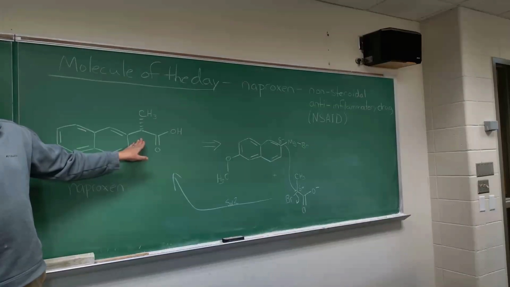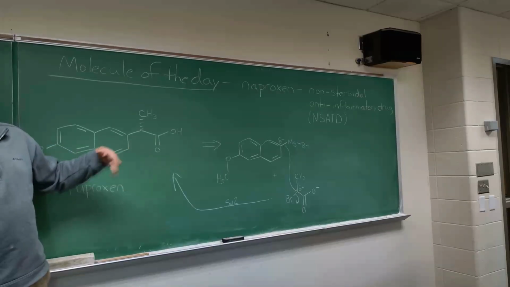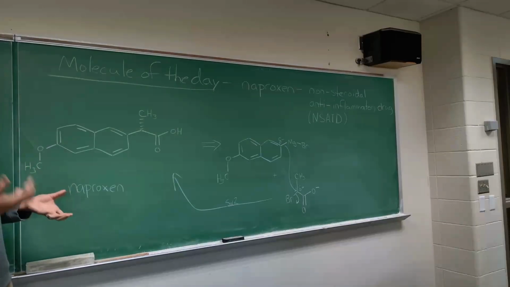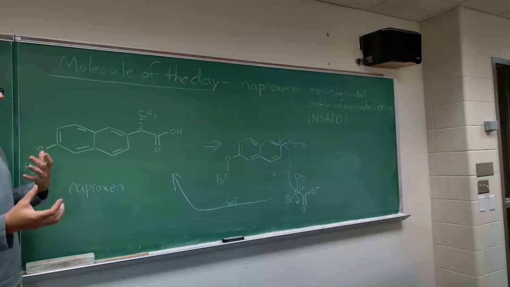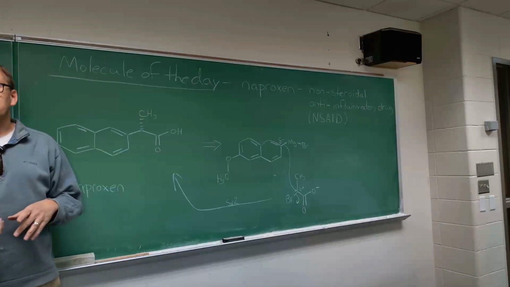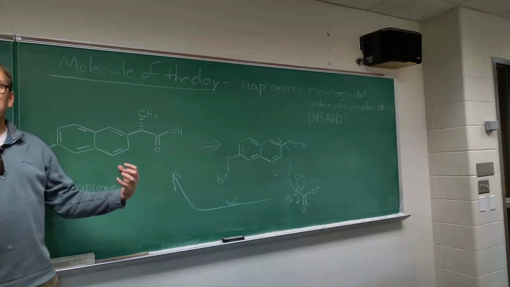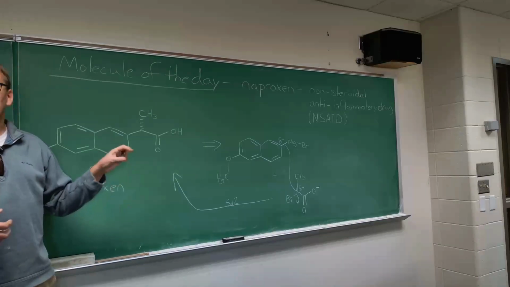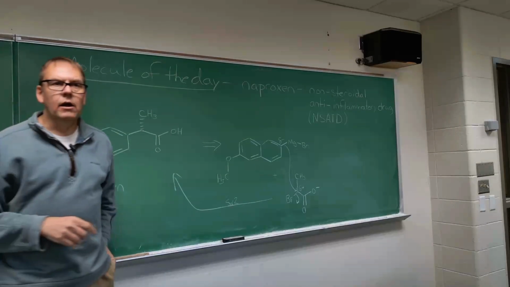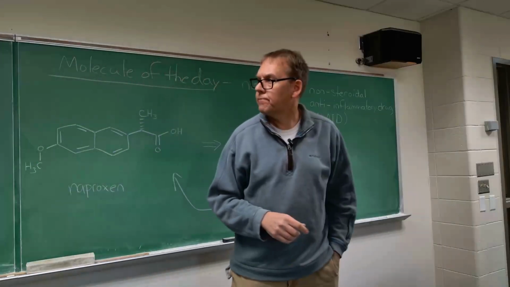The R enantiomer is, I think, a liver toxin. So definitely, you can't just take both. You have to have just the S stereoisomer. And the strategy is you make them both and then you separate them, and you only use the good one. So that's our molecule of the day. We'll have one more that I'll break out either on Wednesday or on Friday.